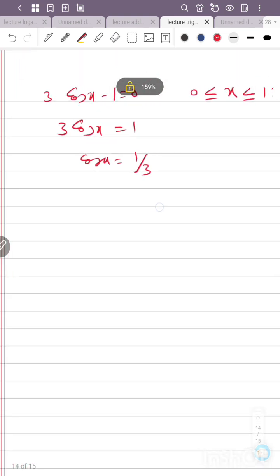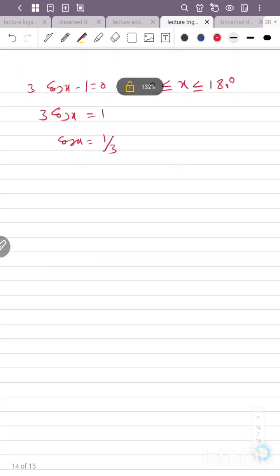In the sixth question, 3 cos of x minus 1 equal to 0, 0 less than or equal to x, x less than or equal to 180. So here 3 cos of x equal to 1, and cos of x equal to 1 by 3. We got these answers. Okay, here alpha we have 70.5. We know that cos is positive in the first quadrant and fourth quadrant. But if you look at the limit, our interval tells us 0 to 180.